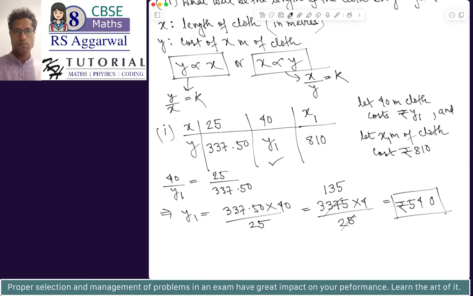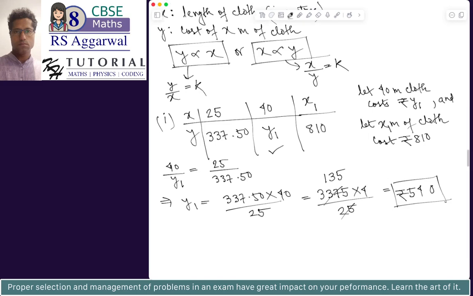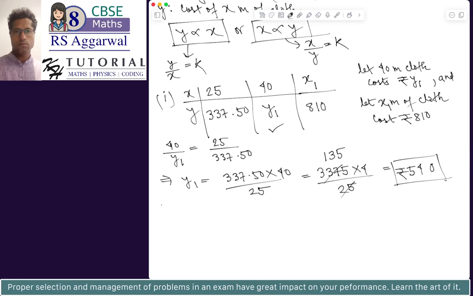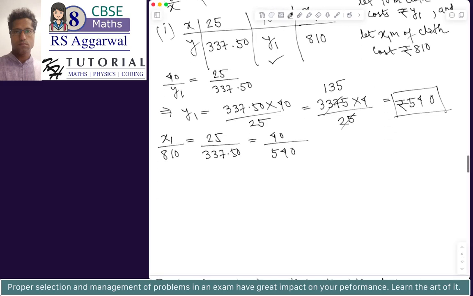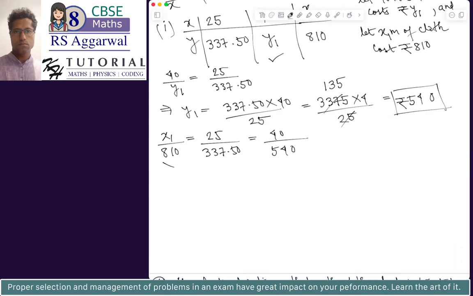Now we have to find x1. We can find x1 from the fact that we must have x1 by 810 is equal to 25 by 337.50. This should also be equal to 40 by y1, and y1 we have already found to be 540. Now you can equate this to find x1. You can equate this to either one, whichever you find convenient. I will use this one.